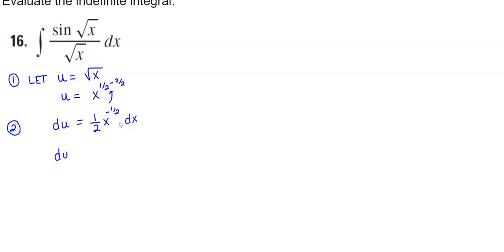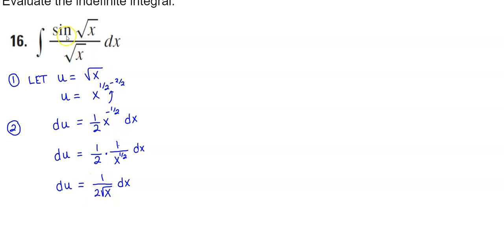Okay, now the next thing we want to do is rewrite this as a positive exponent. So this becomes du, which is equal to 1/2 times 1 over x to the positive 1/2 power dx. Now remember, x to the 1/2 is the same thing as the square root of x. So du is going to equal 1 over 2 times the square root of x dx. Okay, so that's how you're taking a derivative.